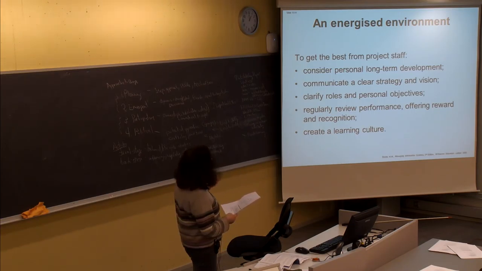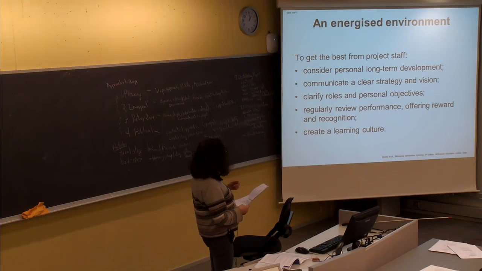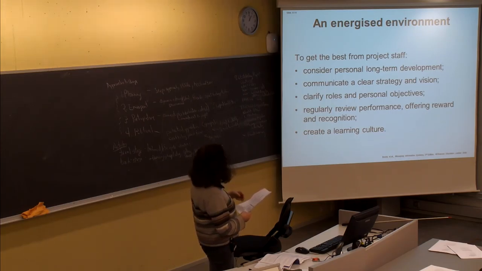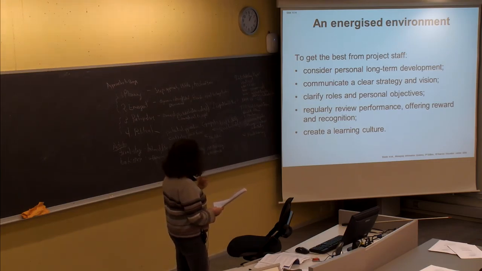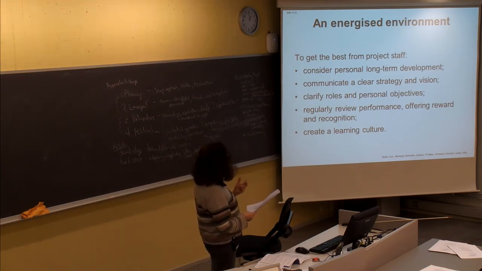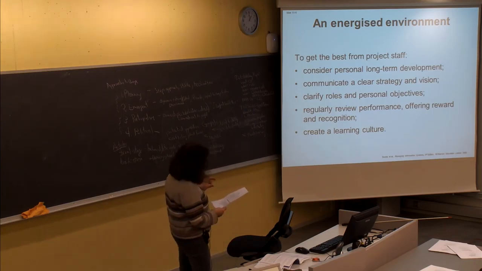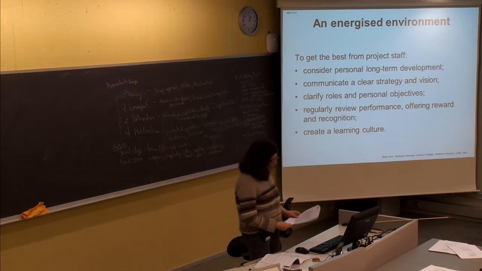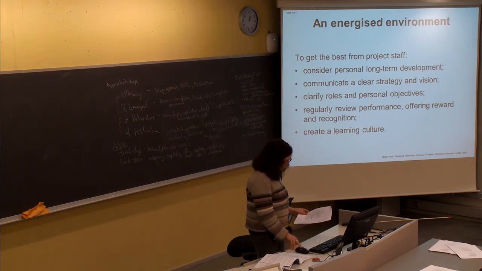So education and training is an important part of long-term development. We need to communicate the core strategy and vision, clarify roles and personal objectives, regularly review performance, and give rewards and recognition when it's deserved. Then create a learning culture for the entire organization to align with having to make changes. So this kind of environment will support better motivation and better morale.